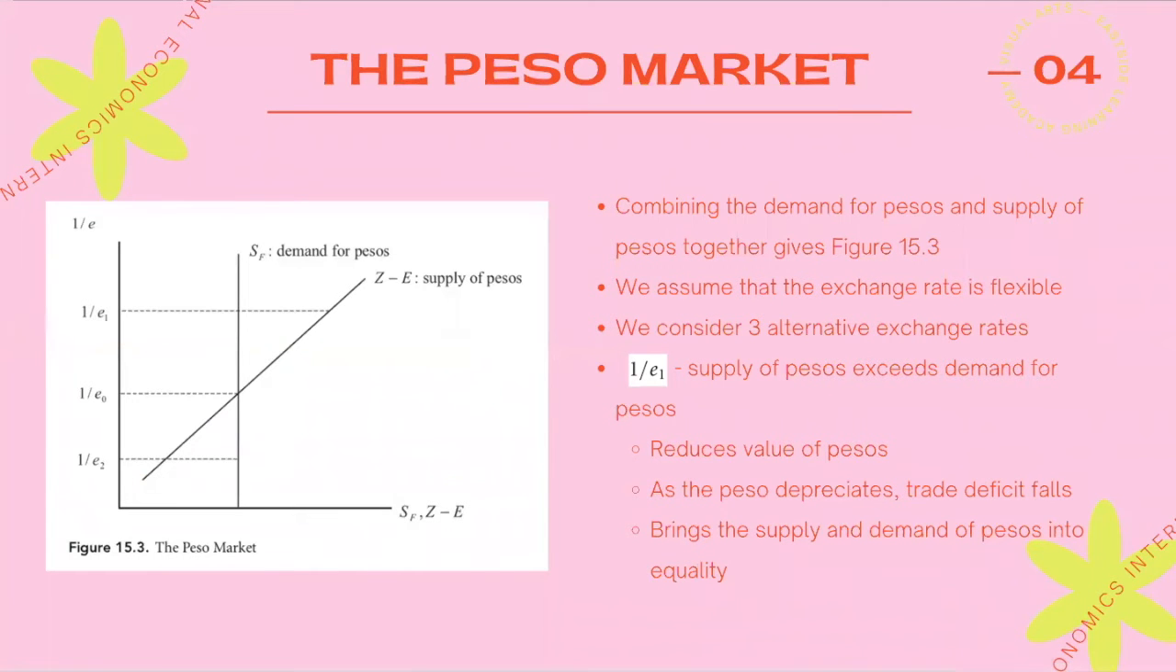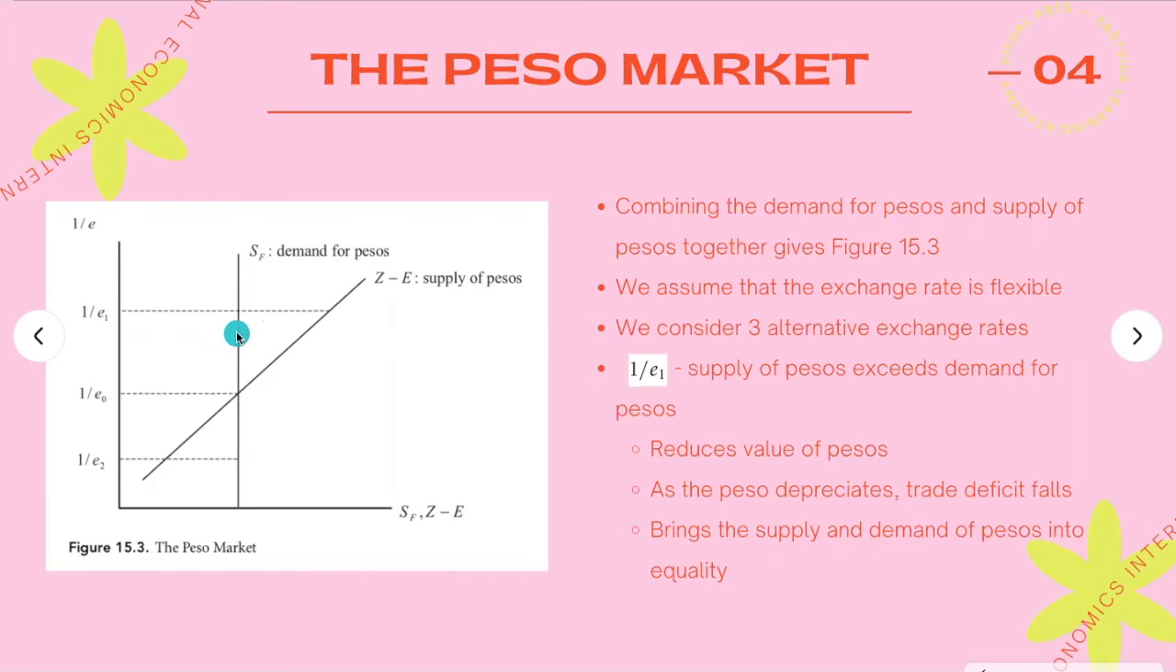So by combining the demand of pesos and the supply of pesos together, it will give the figure 15.3, like in this picture right here. So we assume that the exchange rate is flexible, and we will consider three alternatives of exchange rates, which are 1 per E1, 1 per E0, and 1 per E2. So first is 1 per E1.